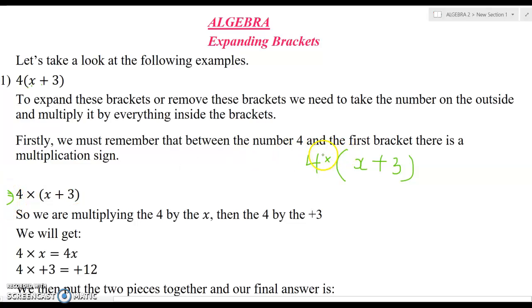Now what we do is draw arrows. We are saying number on the outside by everything on the inside, meaning we're going to say 4 times x. So that's 4x. Then 4 times positive 3, and 4 by positive 3 is positive 12. So we simplify, we get 4x plus 12, and that's my final answer there.